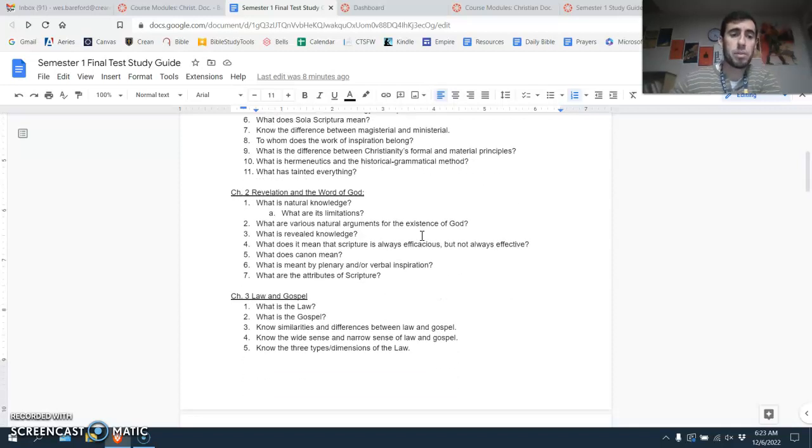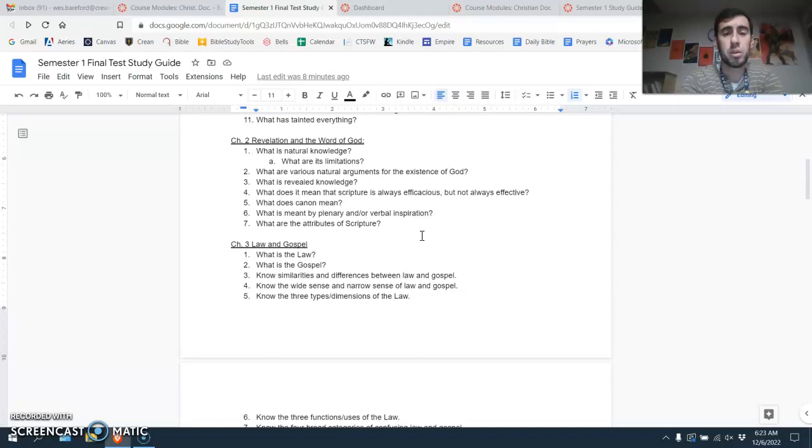All right, chapter 2, Revelation and the Word of God. What is natural knowledge? It's what we can guess about God from nature outside of us, right? The world, science, from nature inside of us, conscience, philosophy, right? It's our best guesses at God and the world and the truth. What are its limitations? Well, they're just guesses, right? We could be right, we could be wrong.